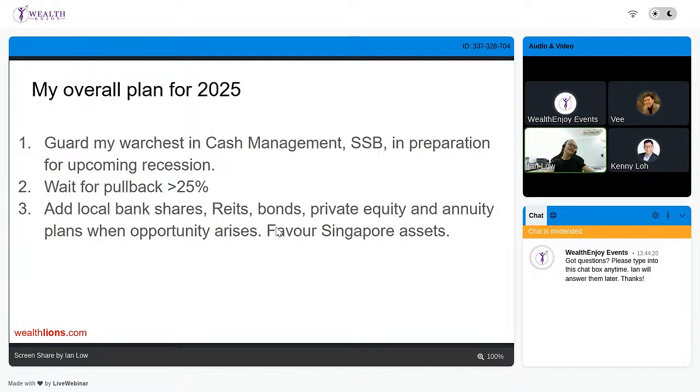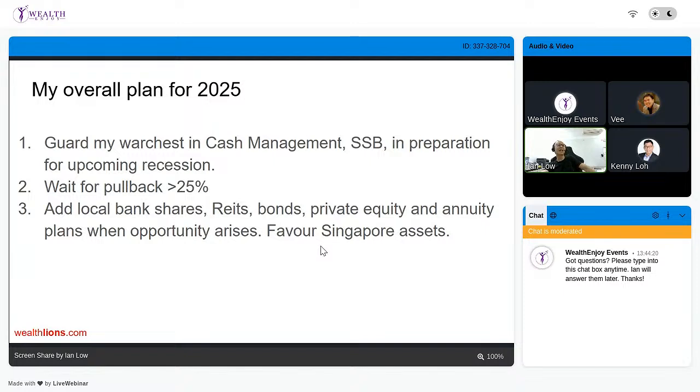When opportunity arises, I may nibble on local bank shares, very short-term opportunistic, all right? Buy and sell. REITs, adding to my long-term portfolio. Bonds, if there is a good new issue, I will buy. Private equity, I shall not talk about here, but I have been looking at private equity and annuity plans. And all in all, I favor Singapore assets.